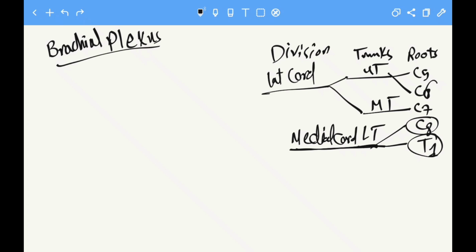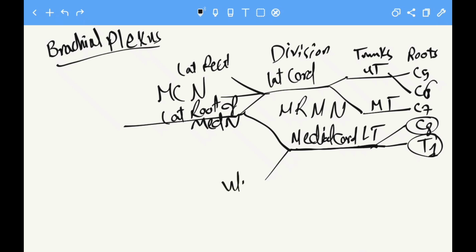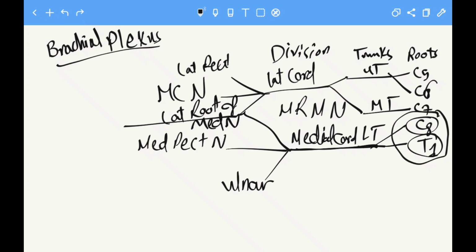The lateral cord will give the lateral pectoral nerve, the musculocutaneous nerve, and the lateral root of the median nerve, while the medial cord will give the medial root of the median nerve, which will unite with the lateral root to form the median nerve, and the ulnar nerve, and the medial pectoral nerve.